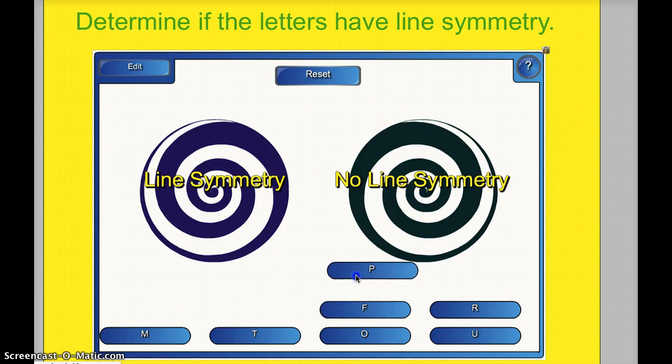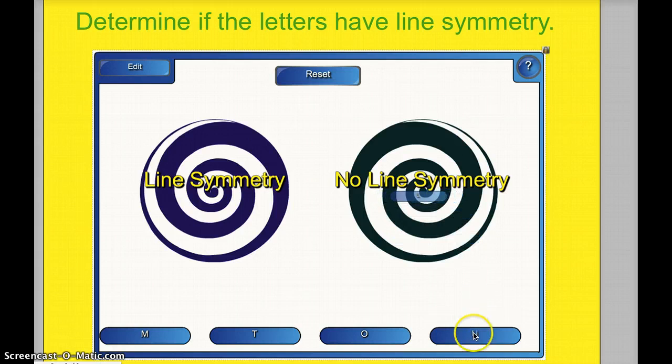P? What do you think? Nope. F? Nope. R? No line there either. L? Nope. U? Yes, U does have line symmetry. H, right here, right down the center of that H, line symmetry. O, just like a circle, so yes.